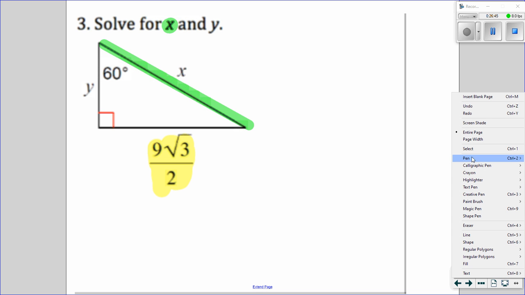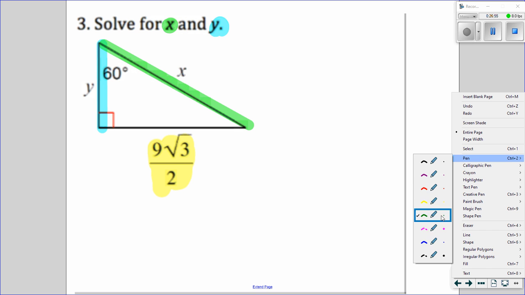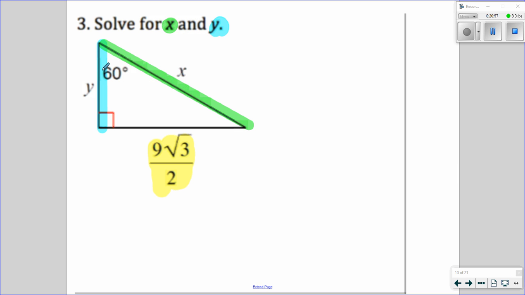So that way we can distinguish the sides from each other. All right, and now let me label with the side ratio. I know this is going to be a 30, 60, 90. I got a 60 here. This is a 90, so I know that this is going to be a 30. So that's done. Because this is a 30, 60, 90, then we need to label the sides with the ratios.